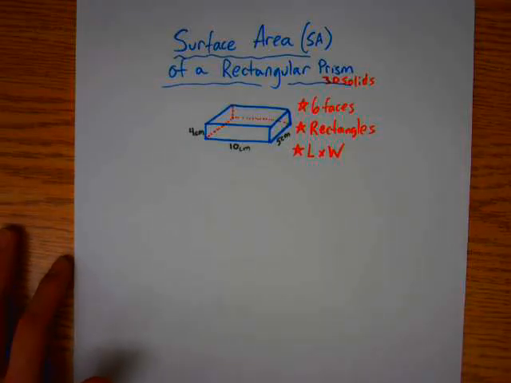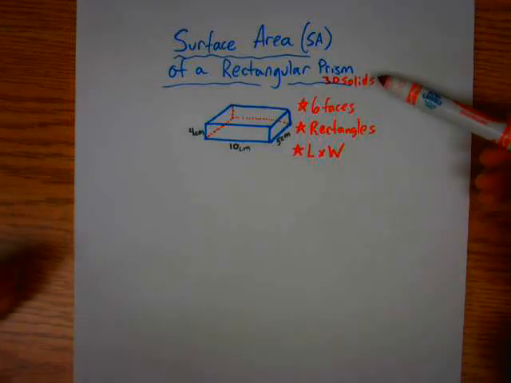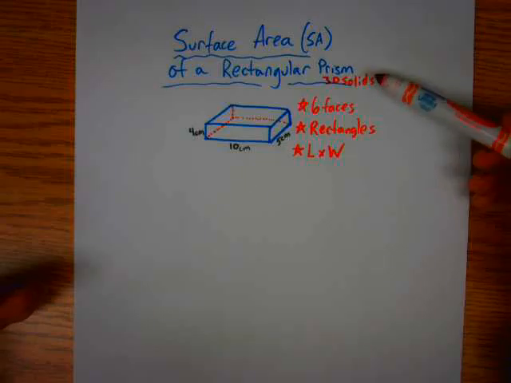Today we're going to be reviewing surface areas of a rectangular prism. There's some important information we need to know before we can even get started. One, we need to know we're working with rectangular prisms. All rectangular prisms are 3D solids. We have one drawn here for us.